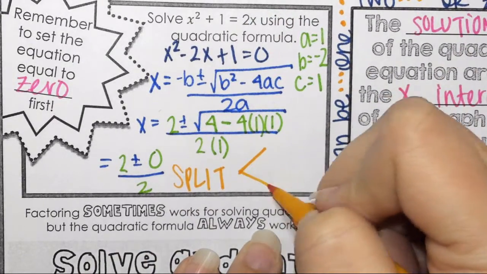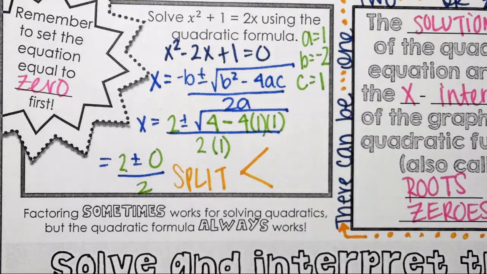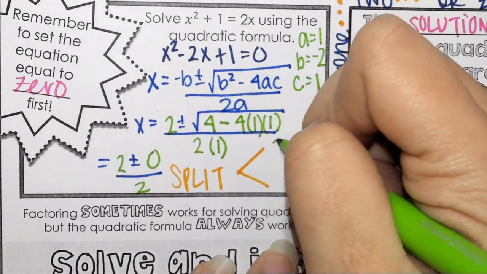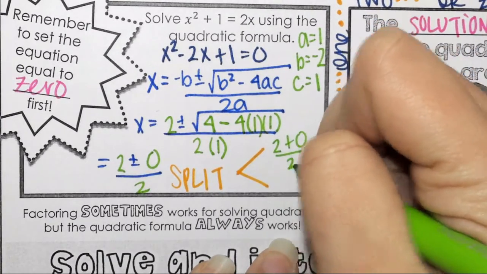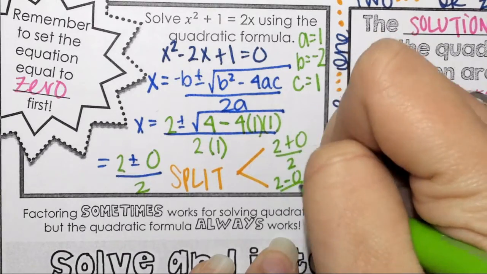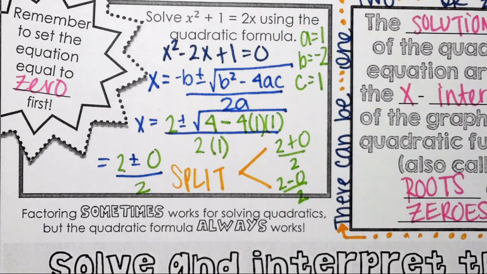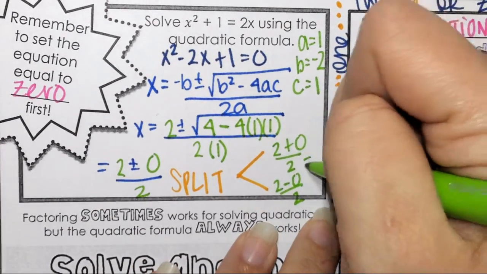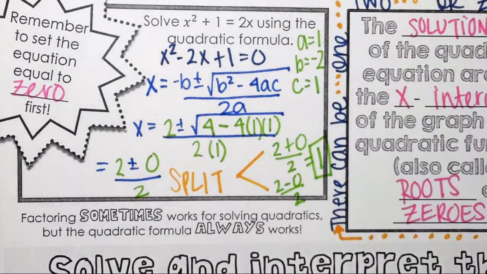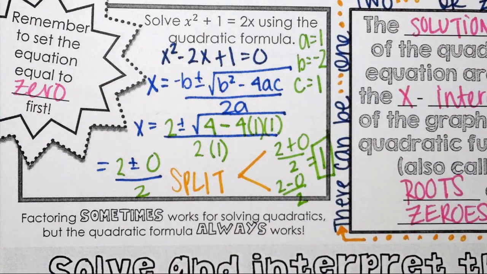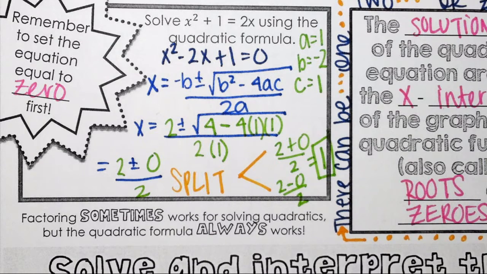All right, from here, you split. So you have to add and subtract, right? So we've got to do 2 plus 0 divided by 2 and 2 minus 0 divided by 2. Is that going to give us a different answer? No. What is 2 divided by 2? 1. So our answer is 1. It's an even number.